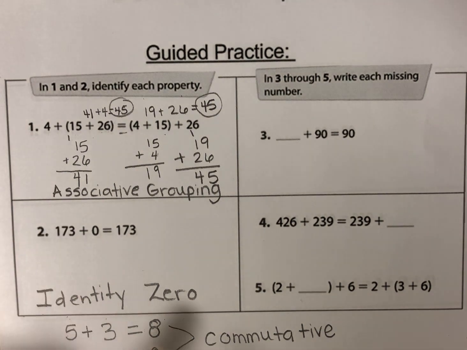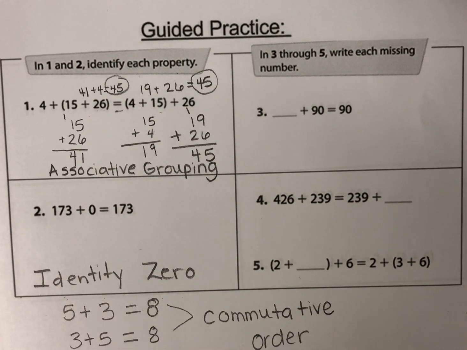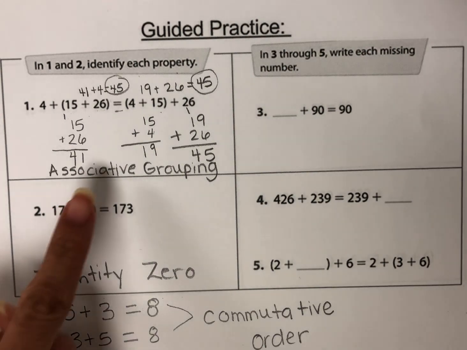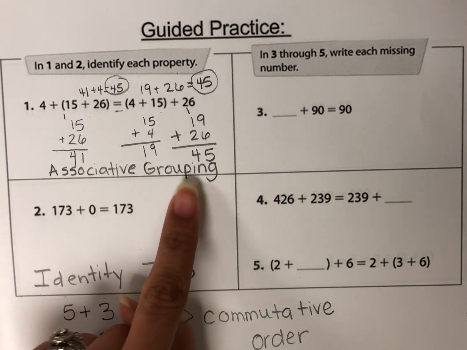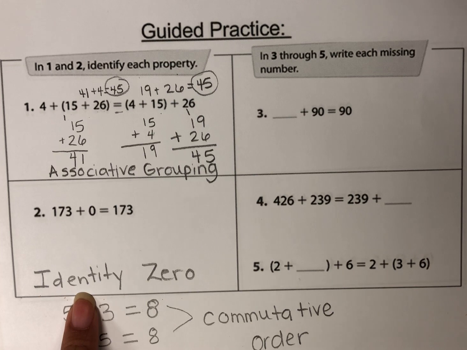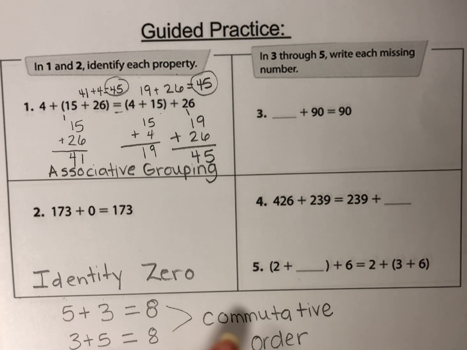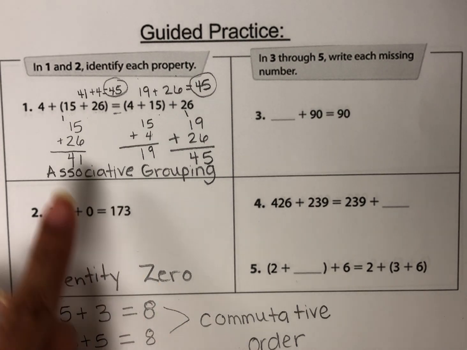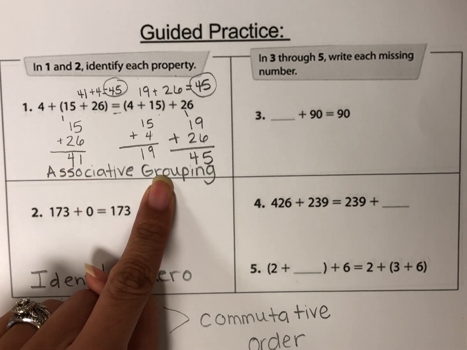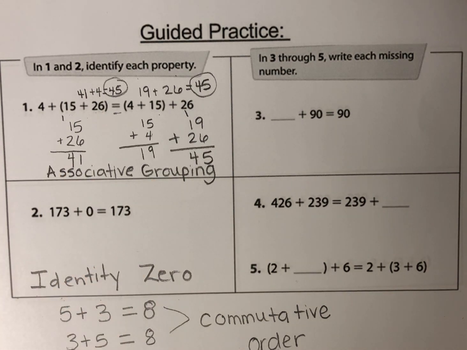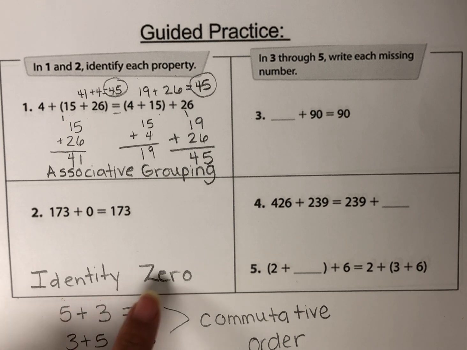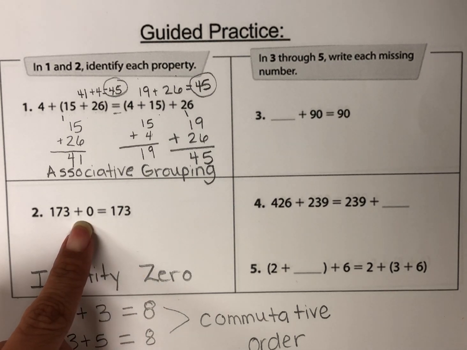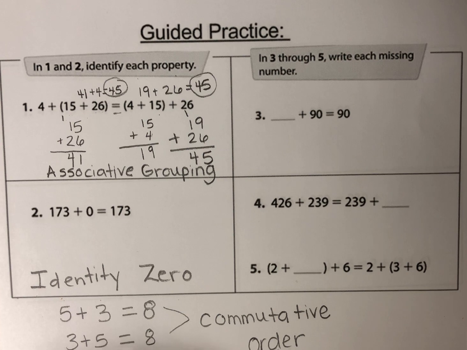So these are the 3 different types of addition properties. We have the associative property, also known as the grouping property. We have the identity, also known as the zero property. And then we have the commutative property, also known as the order property. Associative property always has parentheses grouped together, okay? Identity property is always going to have a 0 in the equation or the number sentence, and the commutative is always going to focus on the order of the addends switching spots.